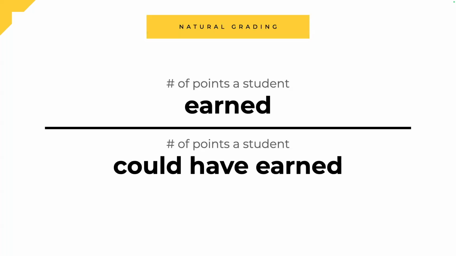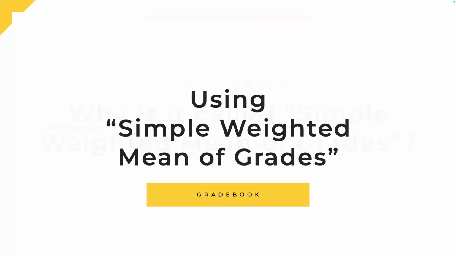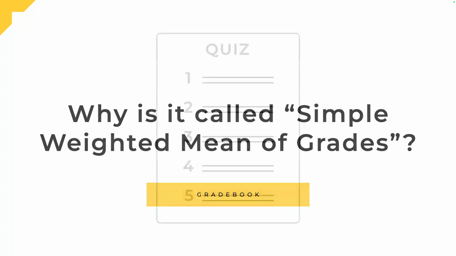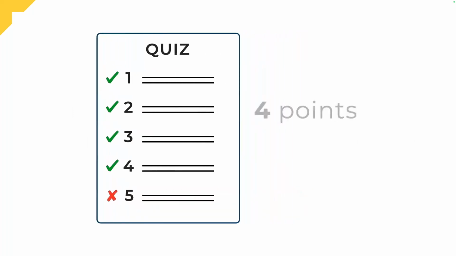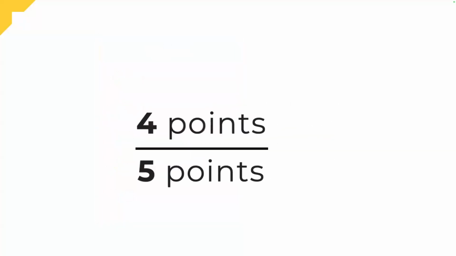There is a similar grading method called simple weighted mean of grades. And why is it called simple weighted mean of grades? It's because it simplifies how the course total is displayed by weighting everything to a 100-point scale. So here's what that looks like in practice. Again, let's go back to that quiz. I'm a student in your course. You give me that 5-question quiz. I get the first 4 questions right, but I get the last question wrong. So you would look at my grade and go, okay, let's see. Michael earned 4 points out of 5 points. So just like natural, the number of points I earned out of the number of points I could have earned. So that's my grade.